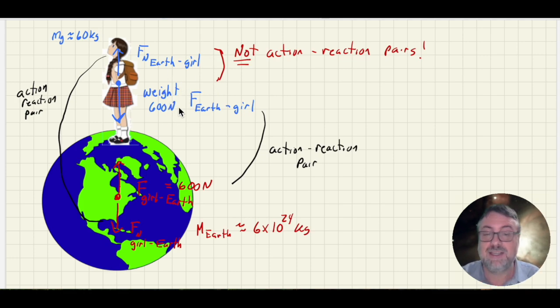Now, the weight is the Earth pulling on you, so you pull up on the Earth. The Earth pushes up on you, so you push down on the Earth. Those are the action-reaction pairs.